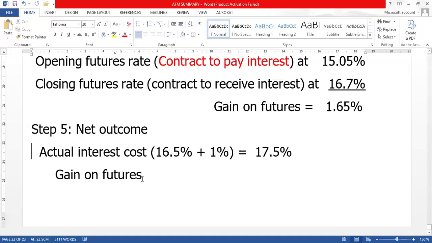So the gain on futures is what? It is 1.65%.